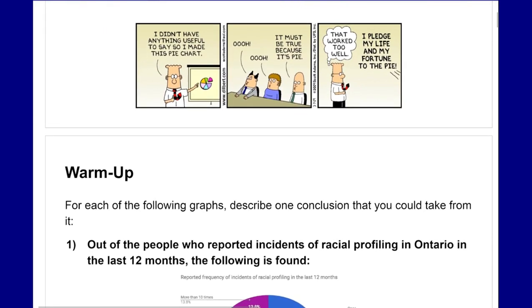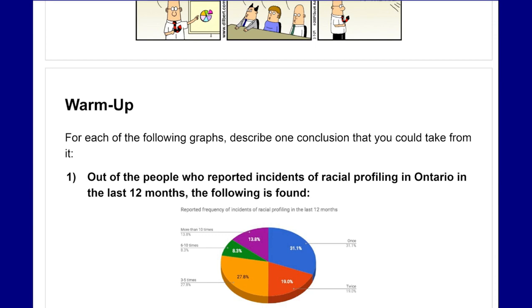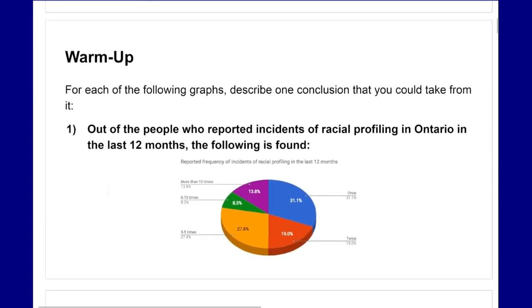As a warm-up, I want you to read through and look at each of the following graphs and describe one conclusion that you can take from it. So reading through it, what's one conclusion that you can take from the graph?